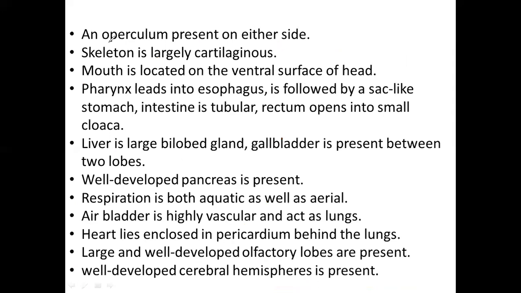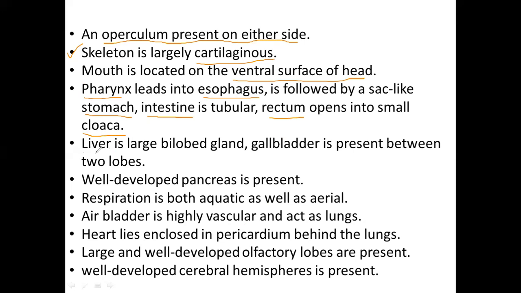An operculum, a projection covering the gills, is present on either side. The skeleton is cartilaginous, and the mouth is present on the ventral surface of the head. Coming to the alimentary tract, the pharynx leads into the esophagus, the esophagus leads into a sac-like stomach, the stomach leads into a tubular intestine, and the intestine leads into the rectum, which opens to the outside through a small opening called the cloaca. This is the flow of the alimentary canal.